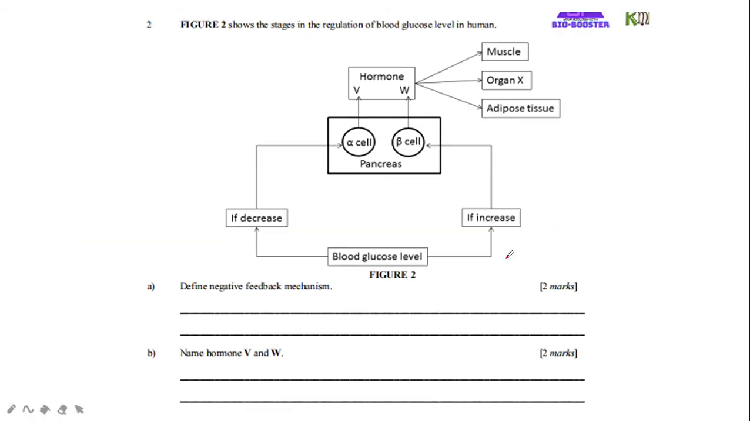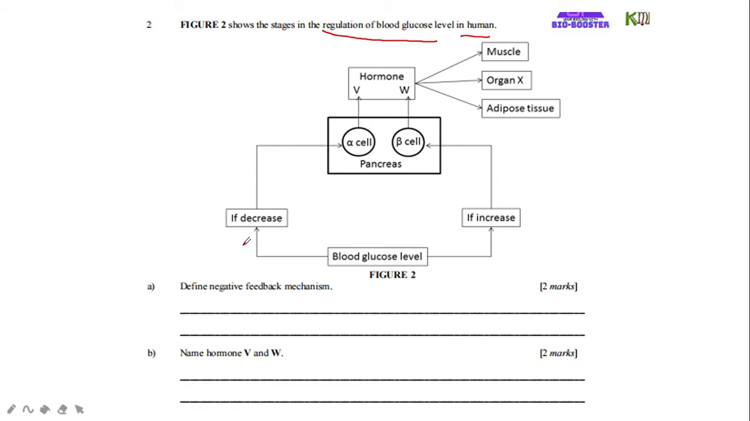Okay, next question. Question 2. Figure 2 shows the stages in the regulation of blood glucose level in humans. You are given a diagram that shows regulation of blood glucose level, in which the diagram contains the pancreas. In the pancreas we have alpha cells and beta cells. Alpha cells release hormone V, beta cells release hormone W. All these hormones go to muscle, organ X, and adipose tissue.